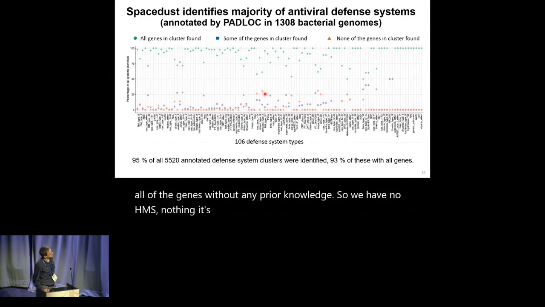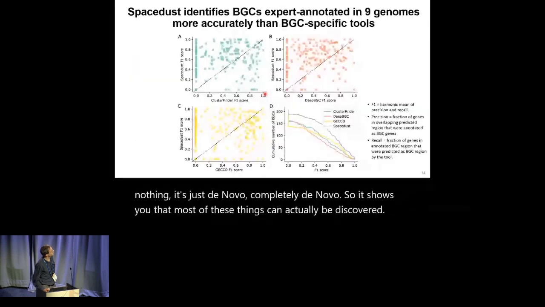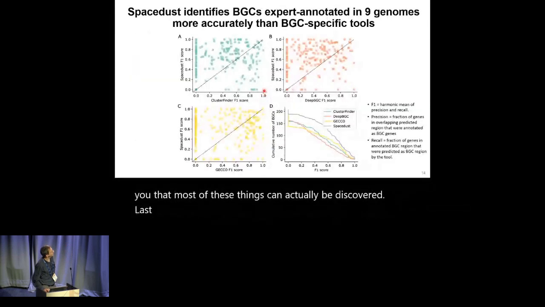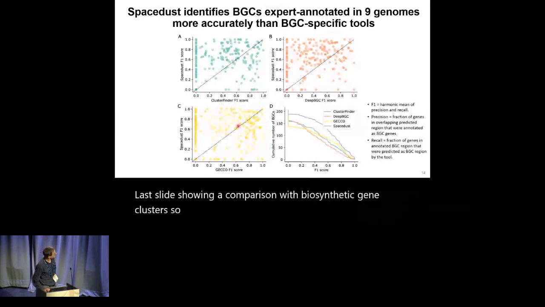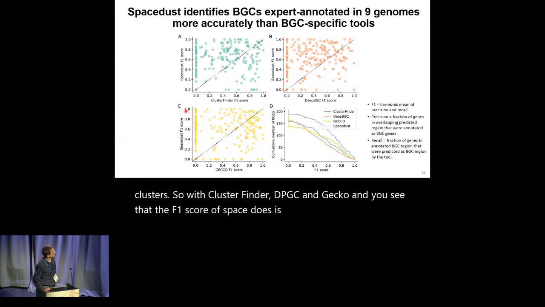And the last slide shows a comparison with biosynthetic gene clusters, with ClusterFinder, DeepBGC, and Gecko, and you see that the F1 score of Spacedust is usually quite a lot higher than for these other tools. And here's a cumulative plot that summarizes this. You see Spacedust here in blue has usually higher F1 scores.